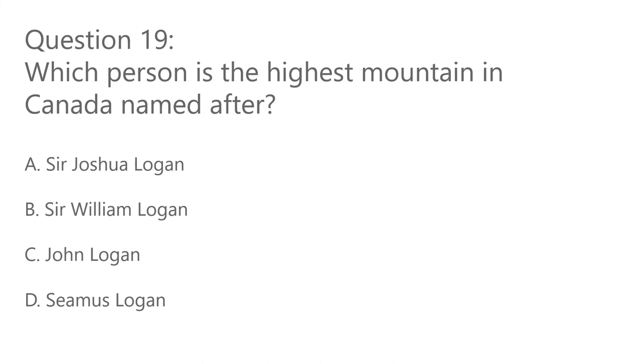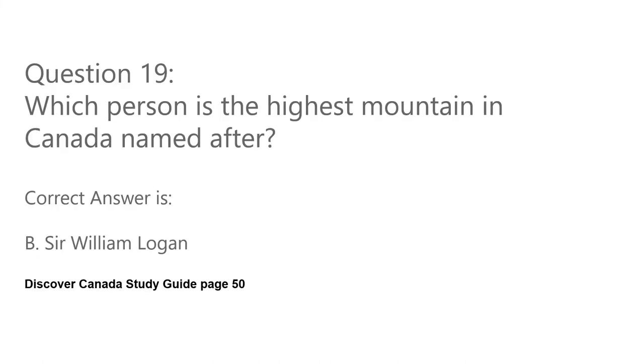Question 19. Which person is the highest mountain in Canada named after? A. Sir Joshua Logan. B. Sir William Logan. C. John Logan. D. Seamus Logan. Correct answer is B. Sir William Logan. Discover Canada Study Guide, page 50.